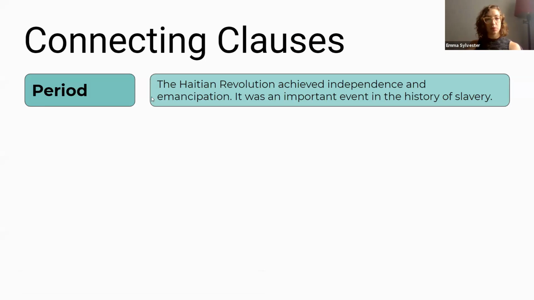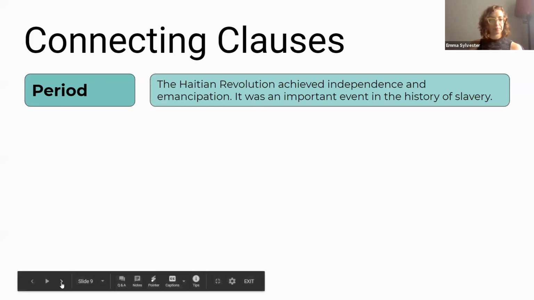The first, most basic one is a period. So we're going to work with this example throughout a few different ways to connect clauses. The Haitian Revolution achieved independence and emancipation. Perfect, that's a complete sentence. It was an important event in the history of slavery. Again, a complete sentence. This is perfectly fine as is grammatically, but we're missing some transition words here. It might not be the best way to present these ideas.